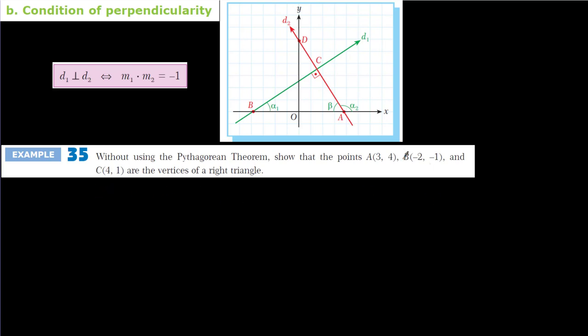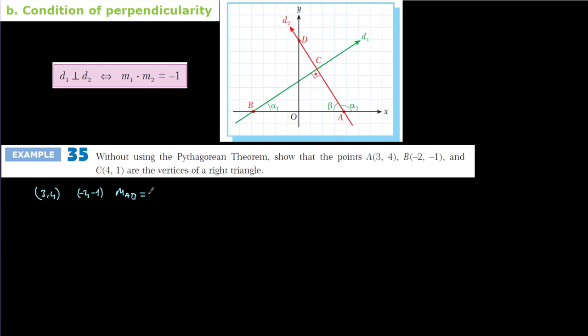If two sides are perpendicular to each other, let's say AB is perpendicular to CB, it means that the product of their slopes should be equal to minus 1. So I'm going to find the slope of all of them, then multiply them by each other. And if I see that the product is equal to minus 1, it means that the sides are perpendicular to each other.